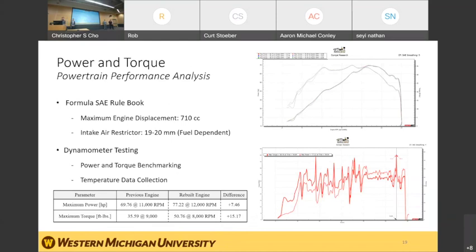So we did some dyno testing before the engine rebuild and after the engine rebuild. Before the engine rebuild, you can see in the table, we generated about 69 horsepower at 11,000 RPM and about 35 foot-pounds of torque at 9,000 RPM. Following the rebuild, we generated 77 horsepower at 12,000 RPM, as well as 50 foot-pounds at 8,000 RPM. So we had an increase of about 7 horsepower and 15 foot-pounds just from the belt maintenance and engine rebuild. Some of the power pulls can be shown there, and then we did some steady state analysis as well.